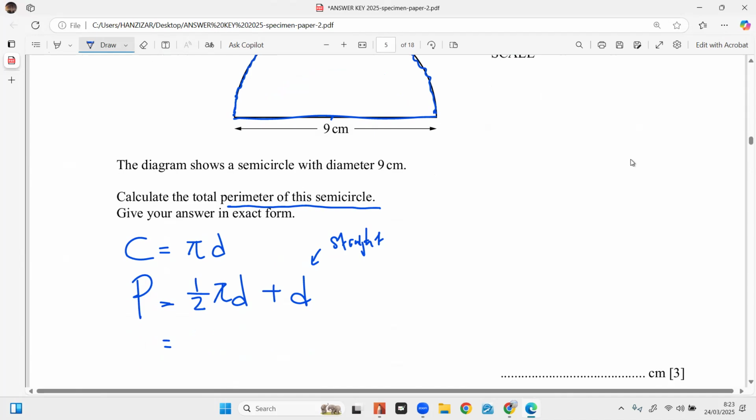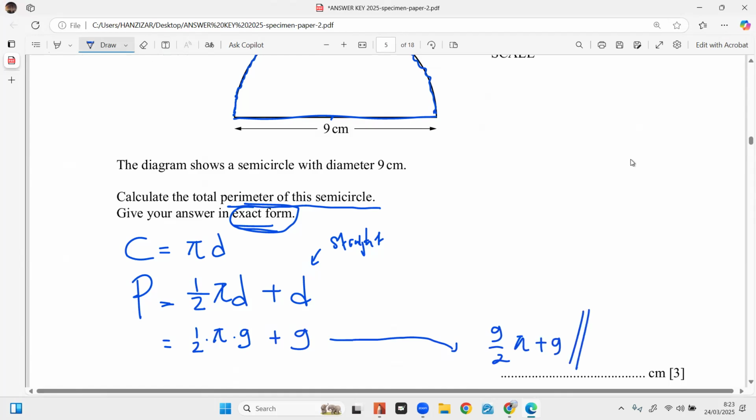Pi d is the circumference, or half times pi in exact form, guys. So you don't have to round the number at all. Plus d, plus 9. So the answer you can put is 9 over 2 pi plus 9, or 9 bracket half pi plus 1, or you can have so many possibilities, 4.5 pi plus 9. Don't put the pi as 3.14.